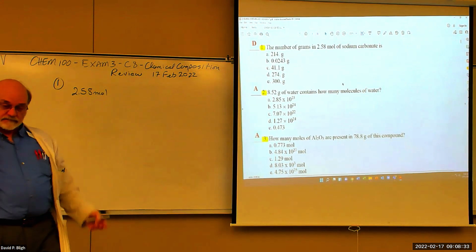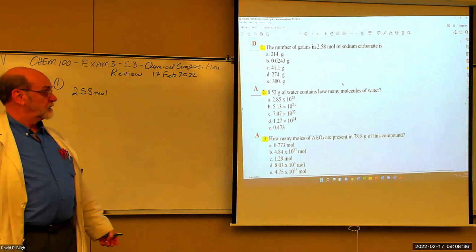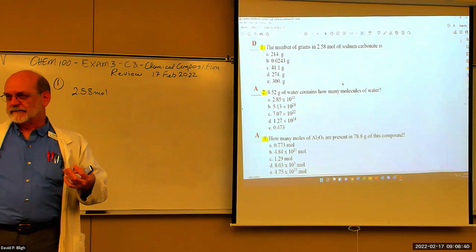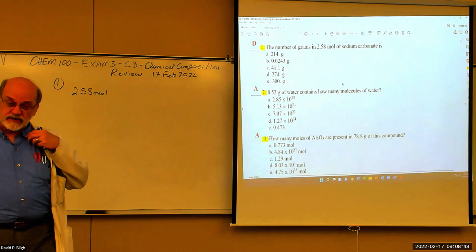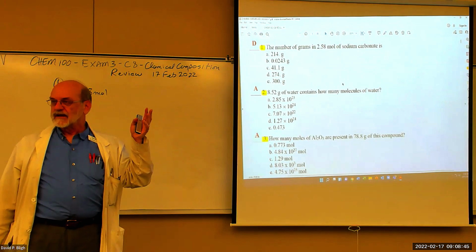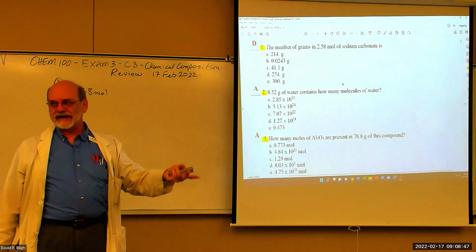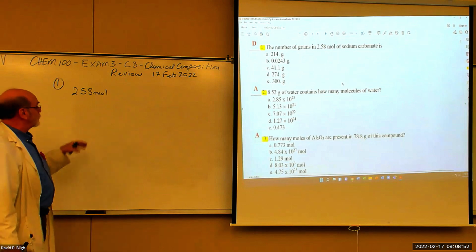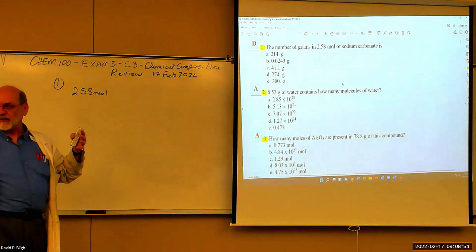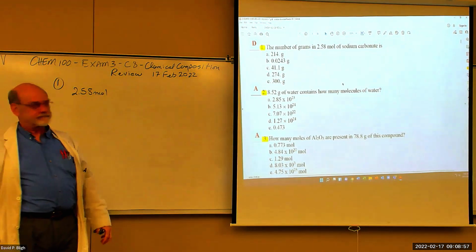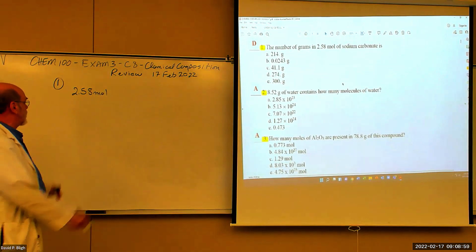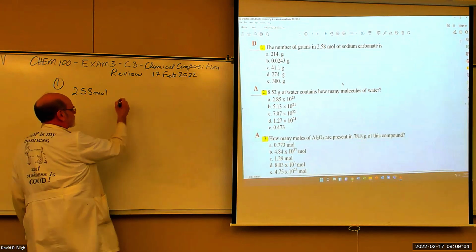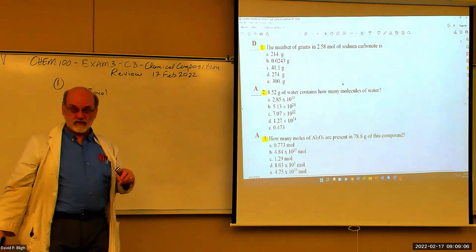Because test questions, word problems especially, are designed to confuse. They throw information in there that you don't need, or they leave information out that you have to go find. So it's helpful to extract the information out of the problem and then work the question. So we're looking for the number of grams of that sodium carbonate. So how are we going to get there?